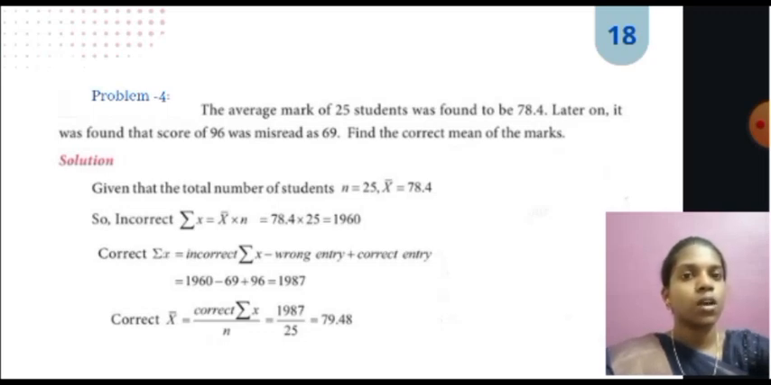Incorrect summation of x equal to x bar into n, which is equal to 78.4 into 25 equal to 1960. Correct summation of x equal to incorrect summation of x minus wrong entry plus correct entry. Then 1960 minus 69 plus 96 equal to 1987. Hence, correct x bar equal to correct summation of x divided by n, which is equal to 1987 by 25 equal to 79.48.